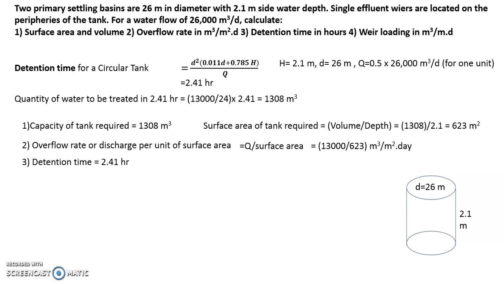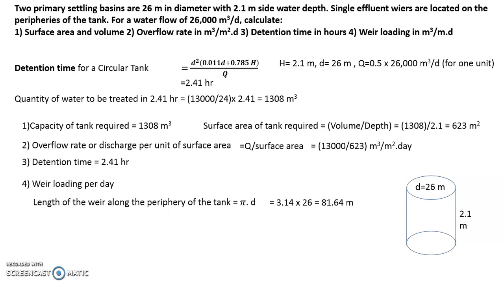The third one is retention time in hours. That is what we have calculated in the initial steps. It is 2.41 hour. The fourth one is weir loading per day, or it is meter cube per day per meter. This is the one which we calculate by using the length of the weir. The length of the weir along the periphery of the tank is pi into d. So diameter equals 26 meters. So the length of weir for a single unit is 81.64 meters.